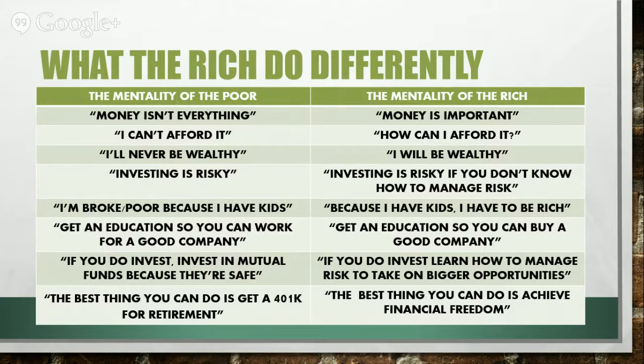And that's something that most people don't discuss or don't really think about, and they just think investing is risky. Next, the mentality of the poor or the middle class: I'm broke or I'm poor because I have kids. However, the rich folks actually say, because I have kids, I have to be rich.